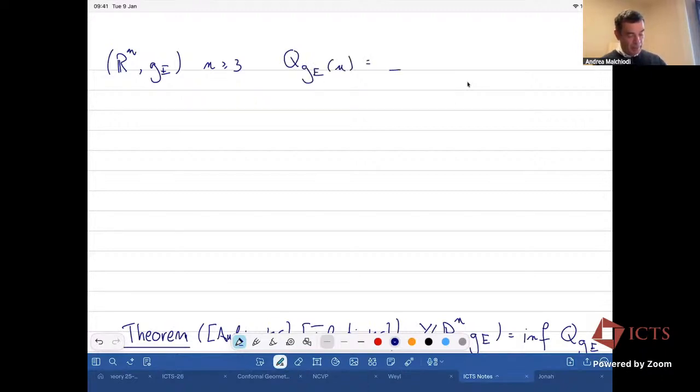which was simply some dimensional constant C_n, the integral of the gradient of u squared, divided by the L^{2*} norm squared of u. So here C_n is a dimensional constant, 4(n-1)/(n-2). And 2*, I recall, is the critical Sobolev exponent. It's 2n over n minus 2.